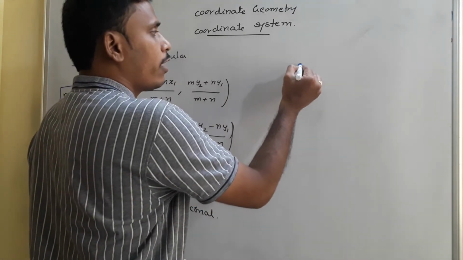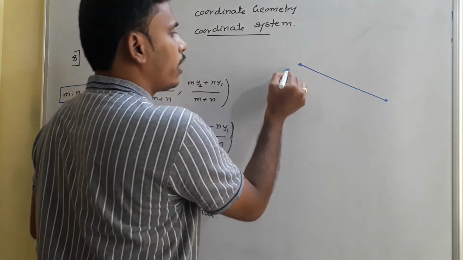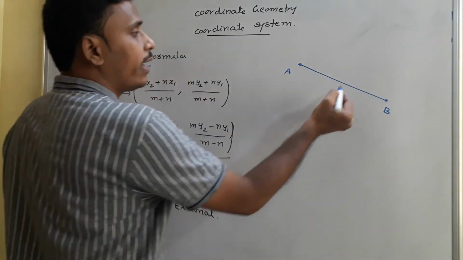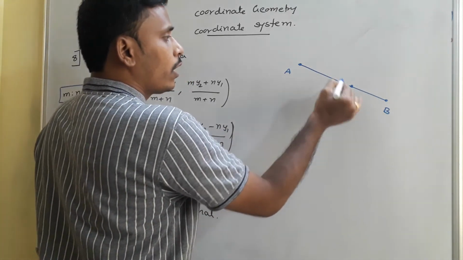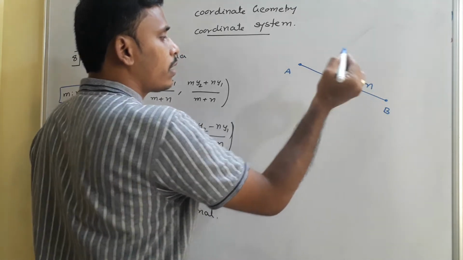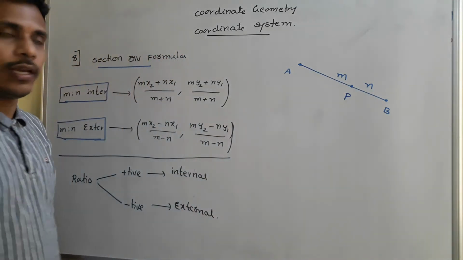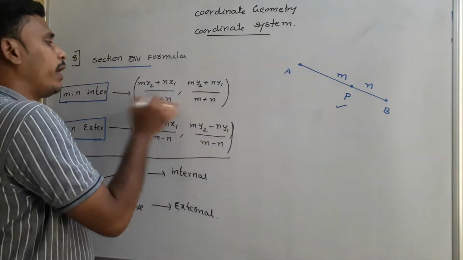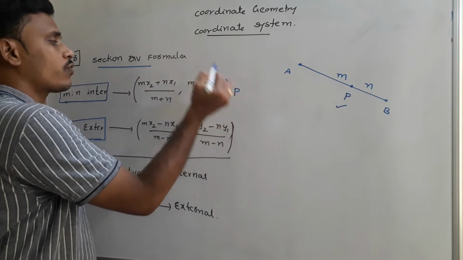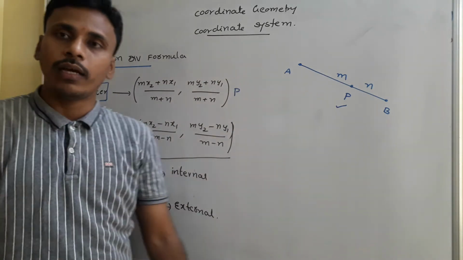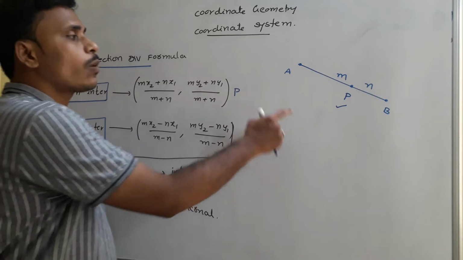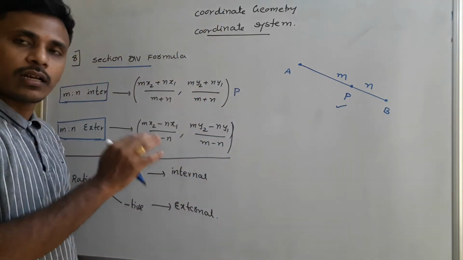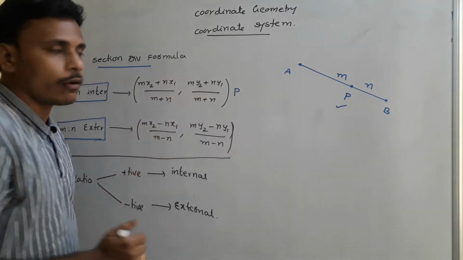Suppose we have 2 points A and B, a line segment AB on a line. Then a point P which divides the line segment AB in the ratio m is to n has coordinates determined by this rule: (mx2 + nx1)/(m + n) and (my2 + ny1)/(m + n). Since P is dividing AB internally in the ratio m is to n, we call it internal division and we use this particular formula.